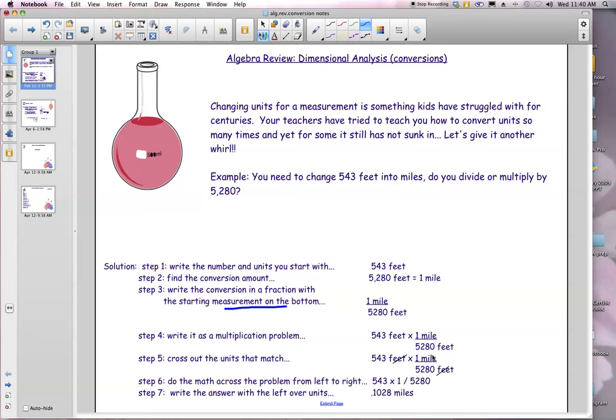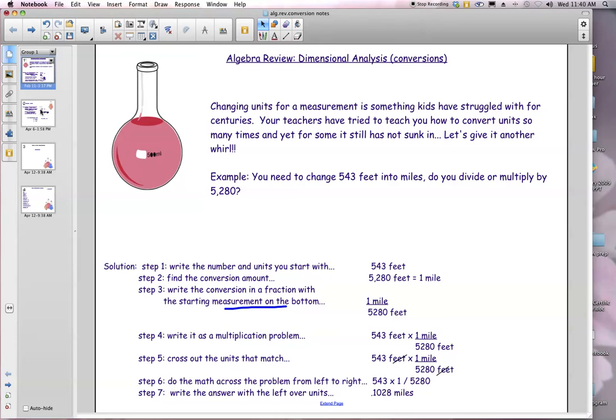And then we multiply across the top, divide across the bottom. So we'd take 543 times 1, and we'd divide by 5,280. That would give us 0.1028, and our units are whatever value is left, whatever value hasn't been crossed out. So 0.1028 miles would be what is left. And that's the steps for making conversions.